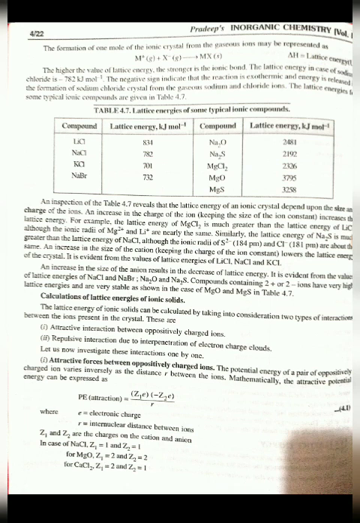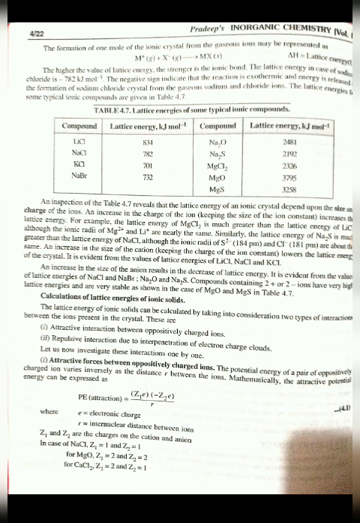An inspection of table 4.7 reveals that the lattice energy of an ionic crystal depends upon the size and charge of the ions. An increase in the charge of ion keeping the size of the ion constant increases the lattice energy. For example, the lattice energy of MgCl2 is much greater than the lattice energy of NaCl, although the ionic radii of Mg2+ and Na+ are about the same. An increase in the size of cation keeping the charge of the ion constant lowers the lattice energy of the crystal. It is evident from the values of lattice energies of LiCl, NaCl and KCl.